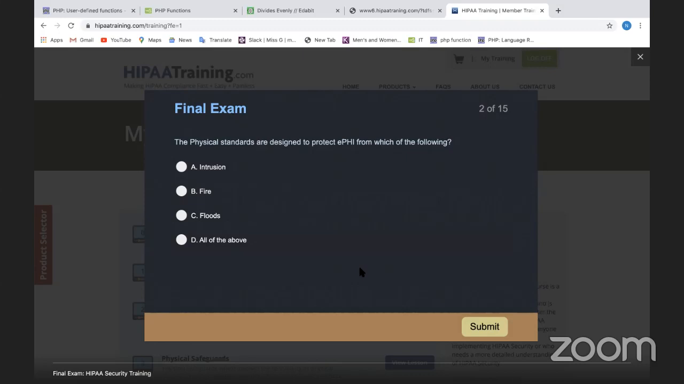The physical standards are designed to protect ePHI from which of the following? Physical standard esab qoling. Bular tegishsa bo'ladigan narsalar. Fire, flood va all of the above degani. Am I right? Yes, let's go next.